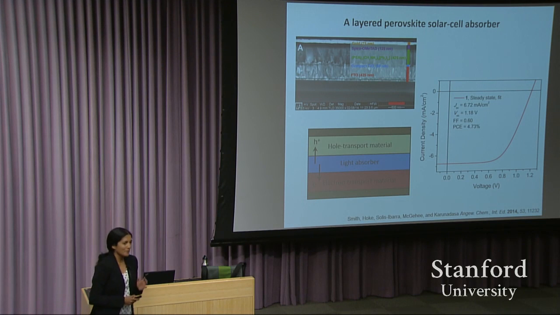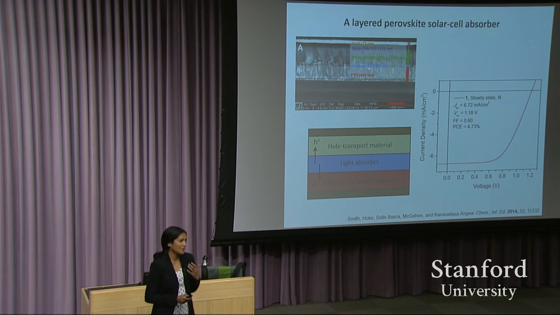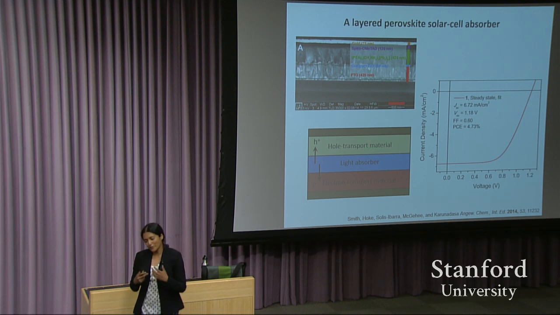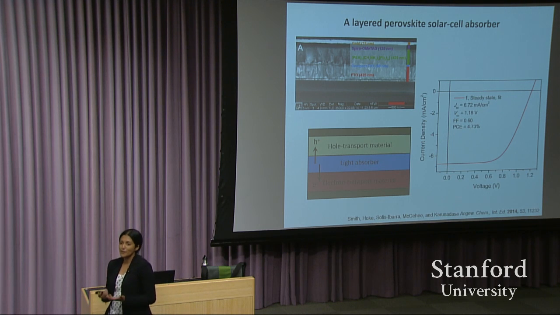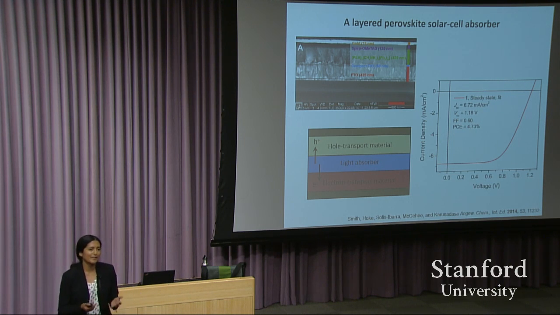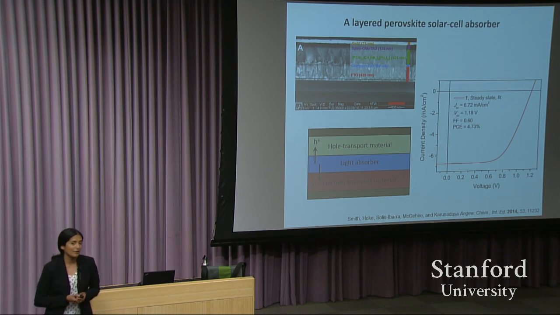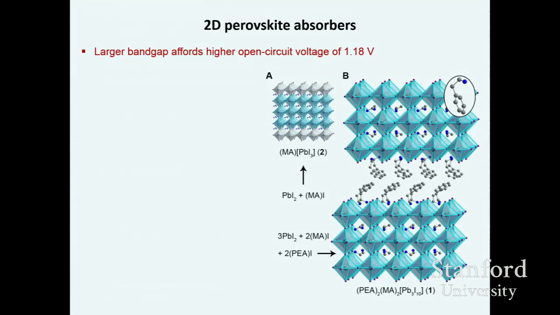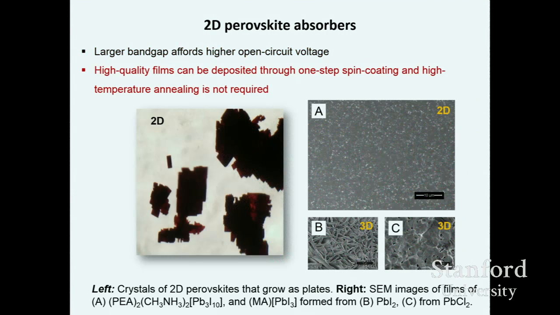We certainly didn't attempt to optimize our devices. We weren't trying to go after efficiencies. But we were motivated to show that this 2D perovskite can bring new properties that the 3D perovskite cannot show. So this is what we investigated, and these are some of the things we found. The material has a larger band gap than your 3D perovskite, so you can get higher voltages out of this material.